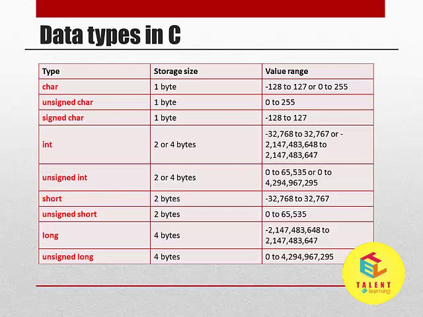Short, it's 2 bytes, and if it is signed, then its range is -32,768 to 32,767, and if it is unsigned, then its range is 0 to 65,535, and the same case with long. Now let's go to the floating point data types in C.